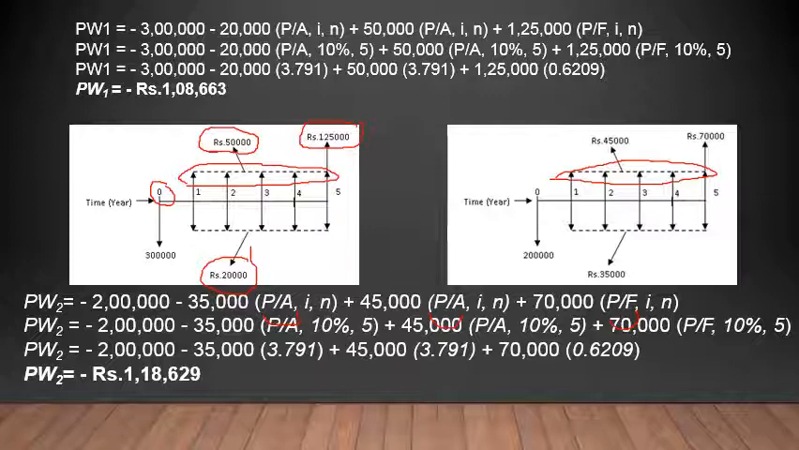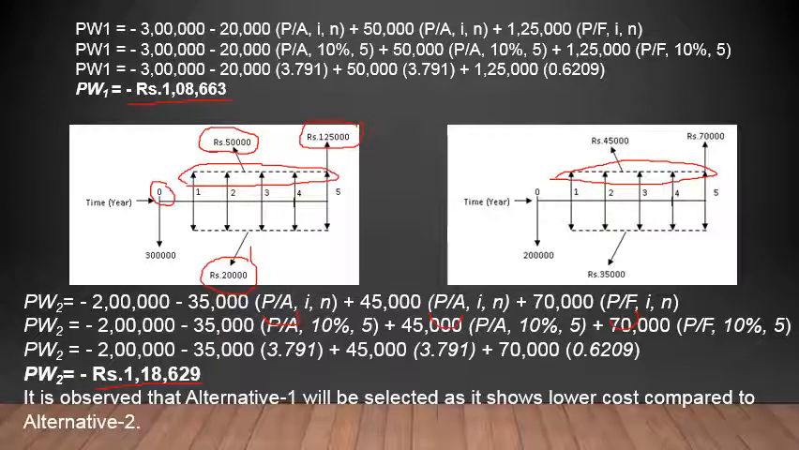Now, which is better? PW1 yields a cost of 1,88,000 and the second alternative yields a cost of 1,18,000. So which is better? Alternative 1 is better. That's what you need to write very clearly. In this case, alternative 1 will be selected.